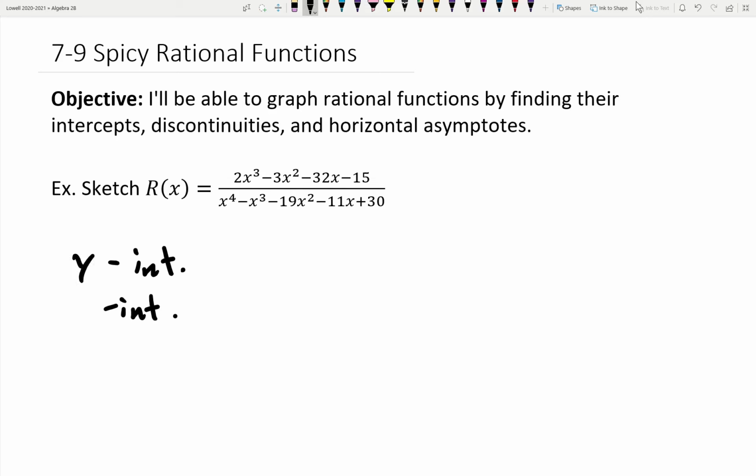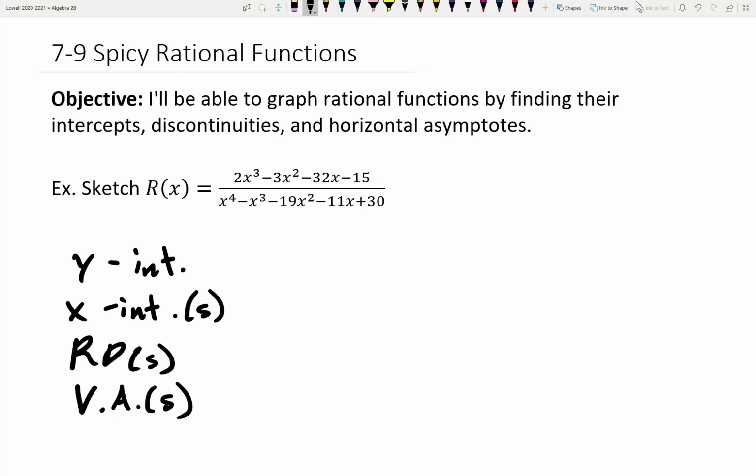So we're going to want to find the x and y-intercepts. There'll only be one y-intercept, but there could be multiple x-intercepts. We're also going to want to find our removable discontinuities. Again, there might be one or none or multiple. We're going to want to find the vertical asymptotes, if there are any, and last, our horizontal asymptotes. In the last two videos, we talked about how to find horizontal asymptotes. So 5 components here, and once we have those, we're going to draw the rough sketch of the graph.